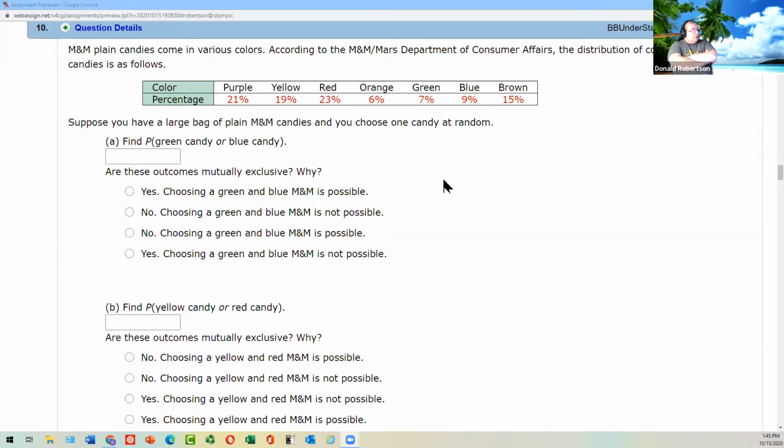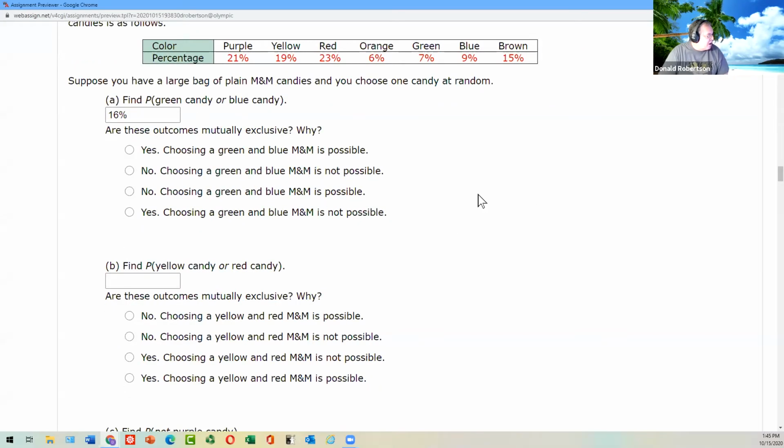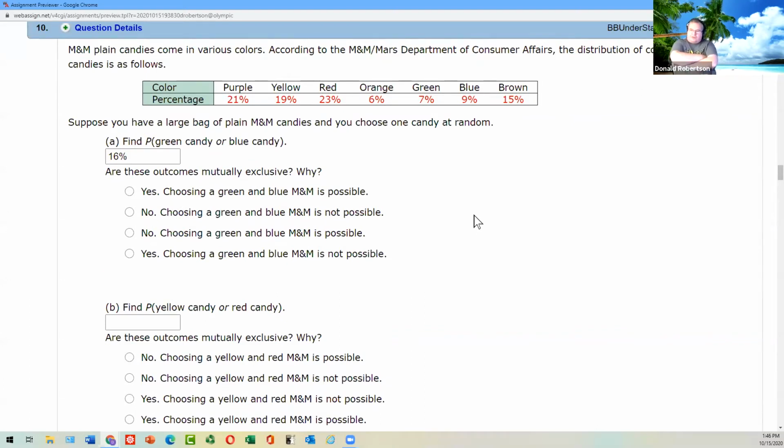Okay. Now we are going to find out some probabilities here. In this particular case, we're being asked to find the probability that it's a green candy or a blue candy. Well, 7% of them are green, right? And 9% of them are blue. Your homework couldn't be much easier than 16. I've tried to put percentages in and it never seems to like it. Oh, go figure. It does like it, 16% today. Now, it says, are these events mutually exclusive? Is a red candy and a blue candy mutually exclusive? They don't share anything.